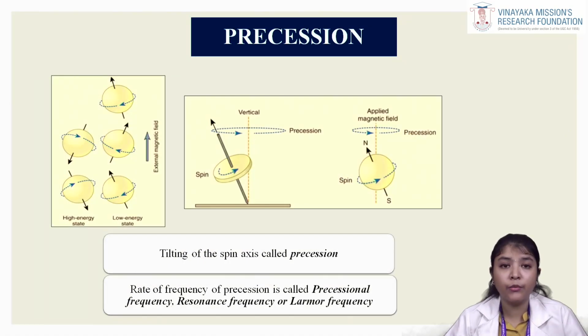Next is the precession. Usually, nuclei do not align exactly with the direction of the magnetic field. Instead, they have a slight tilt from the position which is absolutely parallel to the magnetic field and spin around the axis. This tilting of the spin is called the precession. The rate or frequency of precession is called the precessional frequency, resonance frequency, or Larmor frequency.